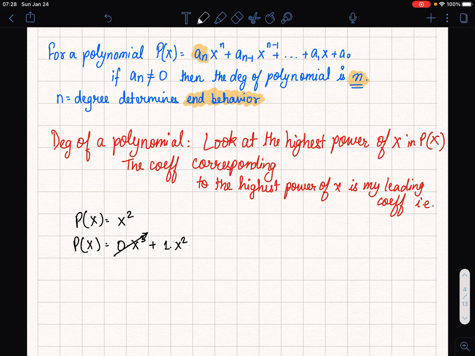So make sure that the non-zero coefficient corresponding to the highest power is considered. So we look at the non-zero coefficient of the highest power of x as my leading coefficient. So clearly in this case, in p of x, my leading coefficient is 1.